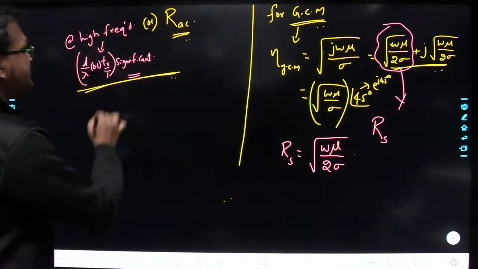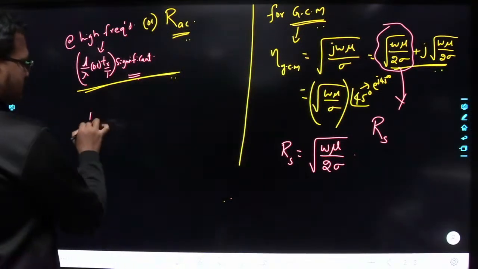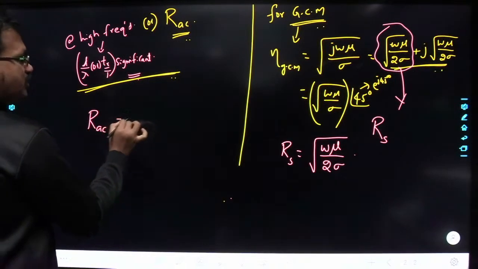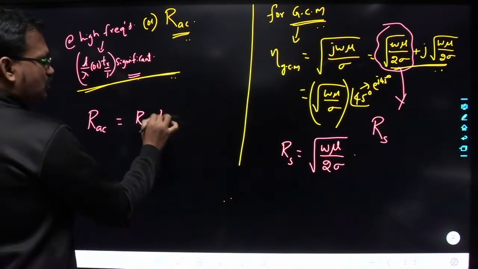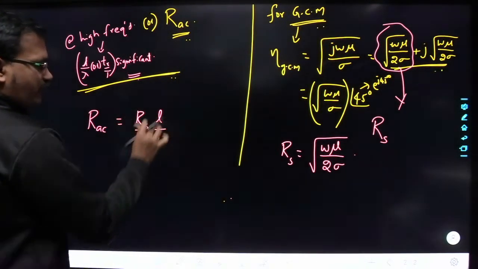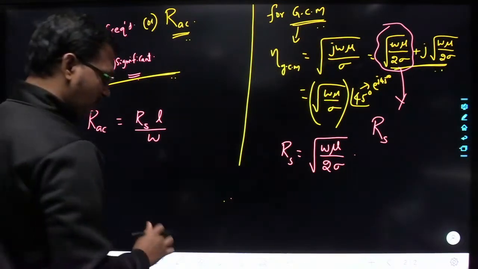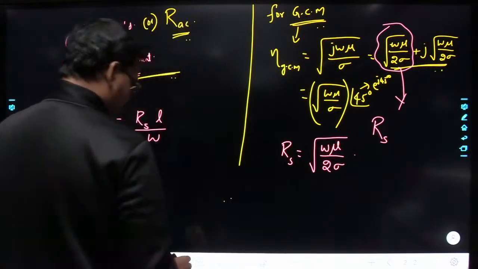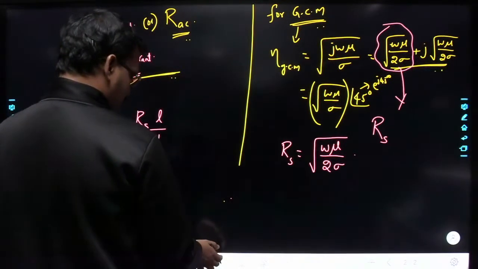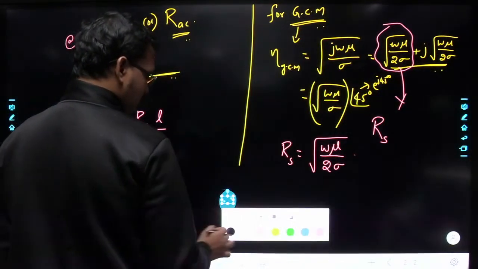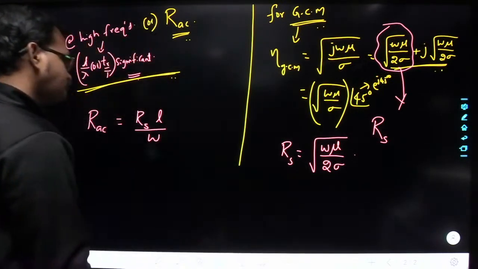Now there is a relation between RAC and RS. RAC is equal to RS into L by W, where L represents the length of the conductor and W represents the width, or thickness.